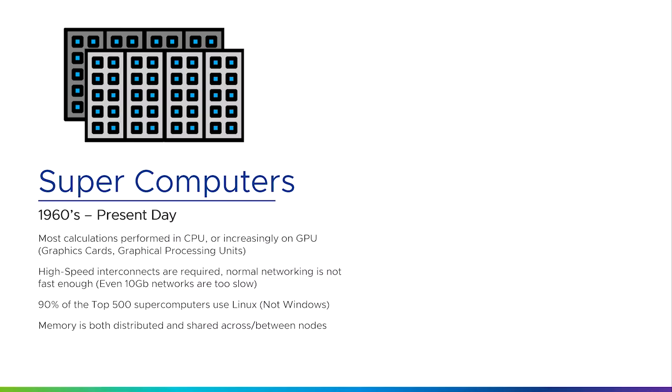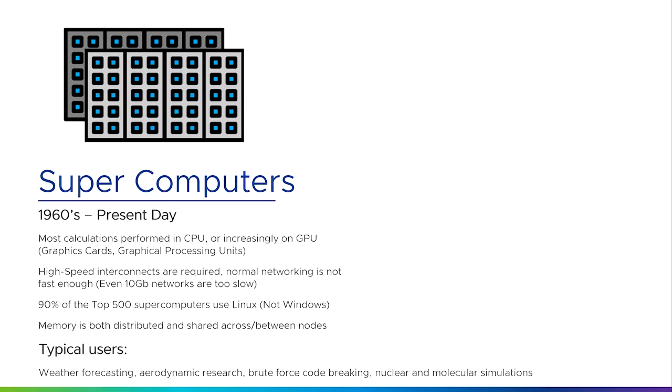An interesting fact here is that 90% of the top 500 supercomputers use an operating system called Linux, not Windows. Another interesting fact is that the memory in a supercomputer is both distributed and shared across all the nodes of the supercomputer, because these computers are generally made from assembling lots of smaller computers together. Typical uses for a supercomputer are weather forecasting, aerodynamic research, breaking passwords and encryption using something called brute force, and nuclear and molecular simulations.